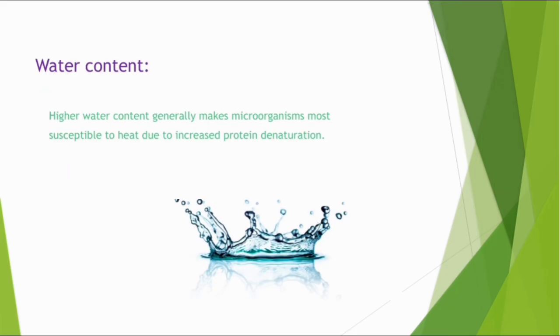Water content plays a crucial role in microbial heat susceptibility. When microorganisms have higher water content, they tend to be more vulnerable to heat. This is because the increased water facilitates protein denaturation, which is a key process leading to microbial death. Essentially, the more water present, the easier it is for heat to disrupt their proteins, making sterilization or pasteurization more effective. So, understanding this relationship helps us optimize heat treatments in food safety and sterilization processes. It's a great example of how the physical properties of microbes influence how we can control or eliminate them effectively.